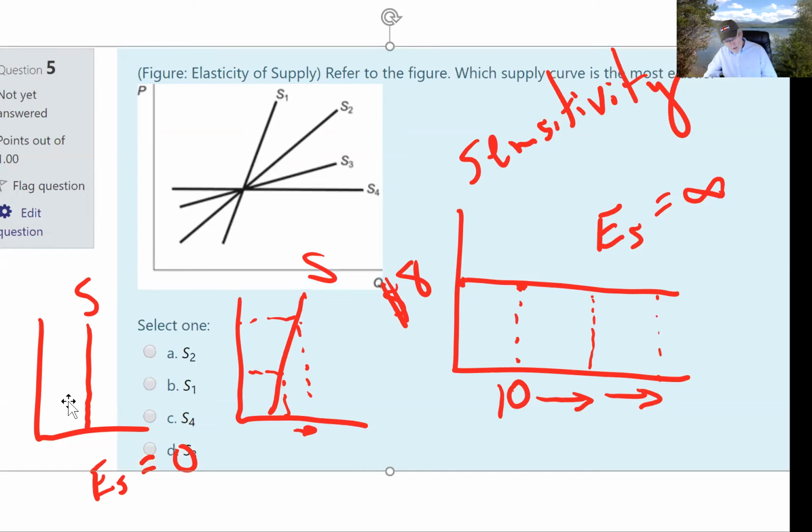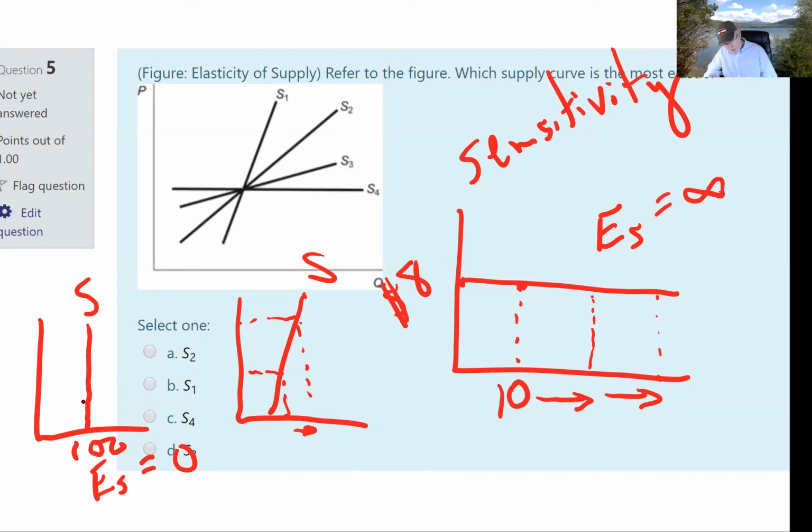Let's say the quantity here was 100 if the price were $1. A vertical curve would mean even if the price triples, goes up to $3, producers do not respond at all. They're going to continue to supply the same quantity. Okay? Vertical supply curve means perfectly inelastic. Steep supply curve means highly inelastic. Flat supply curve means very elastic.